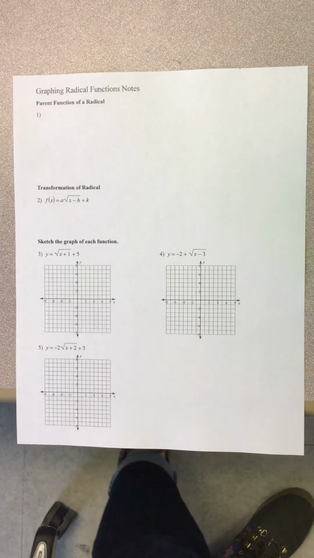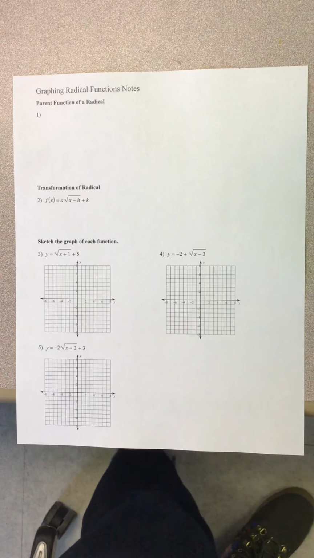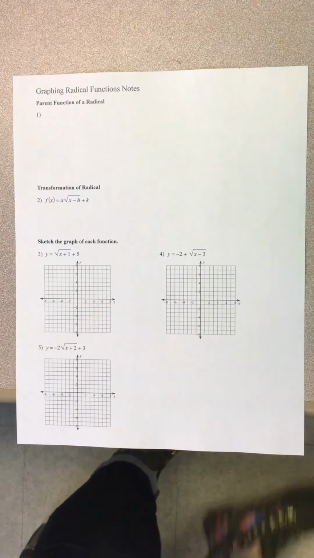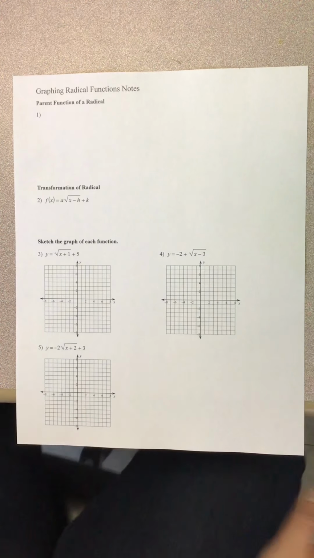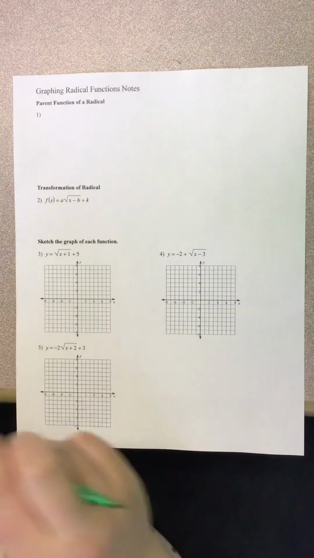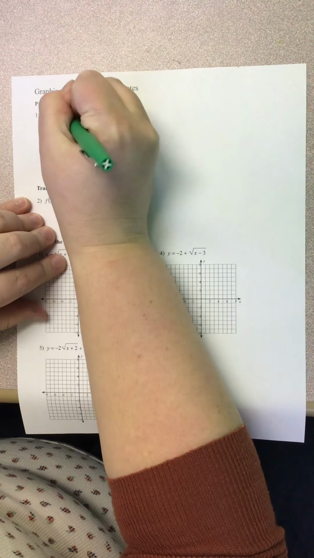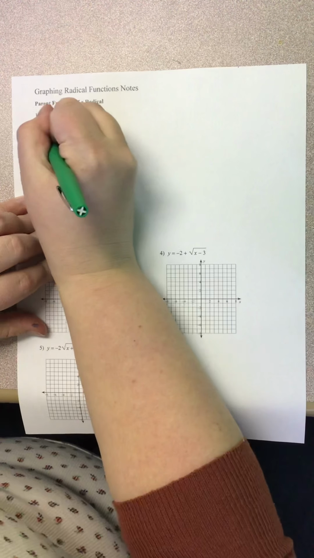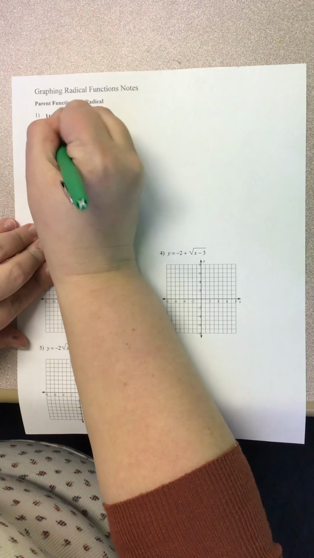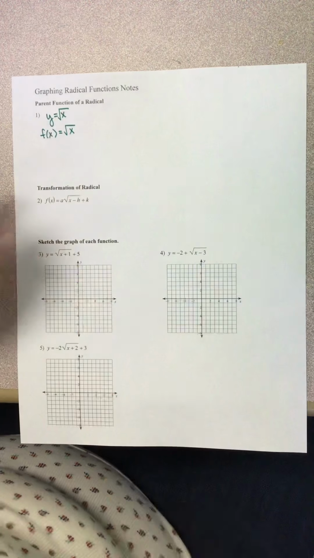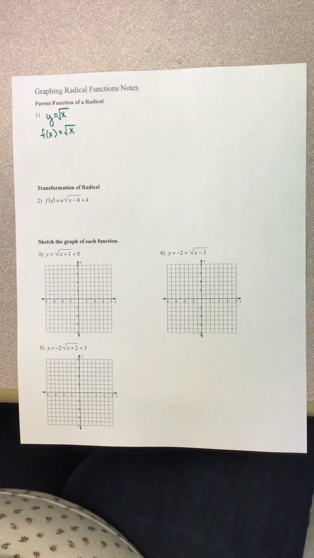Okay guys, we are going to graph radical functions today. Before we do that, we need to know what the basic form of it looks like. So our basic form that we're going to talk about is y equals the square root of x, or you could write f of x equals the square root of x. They are the same thing.